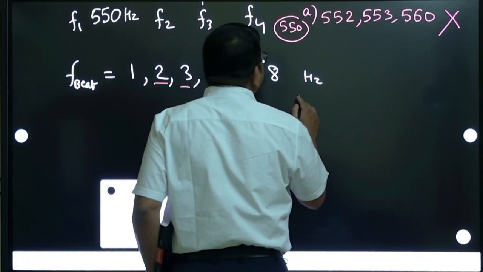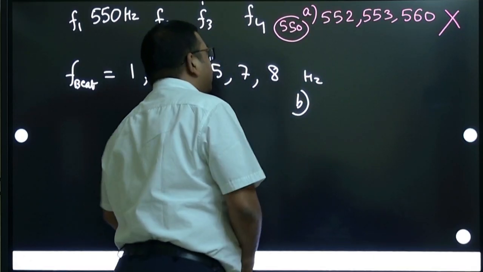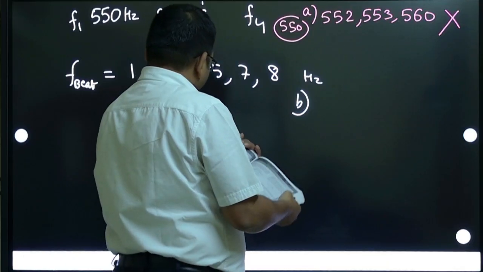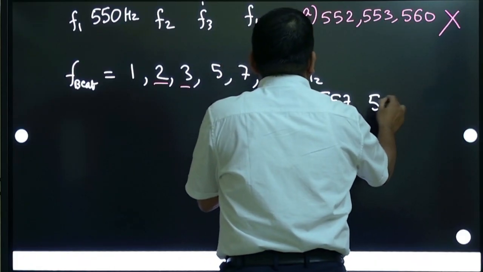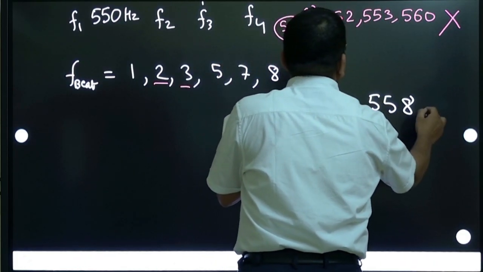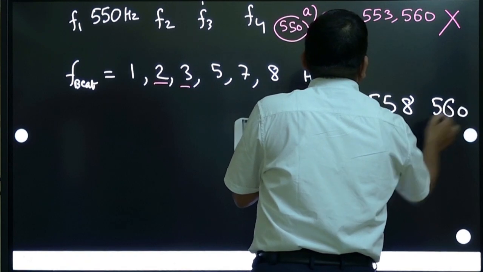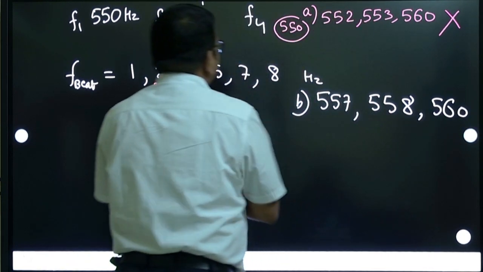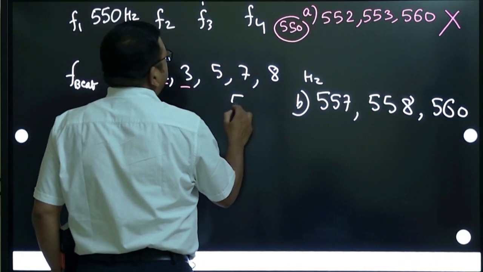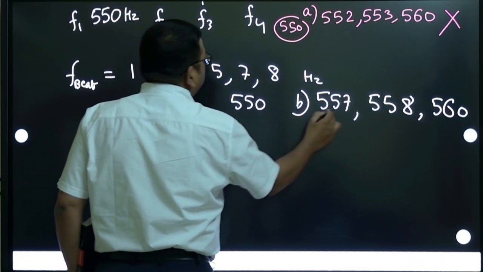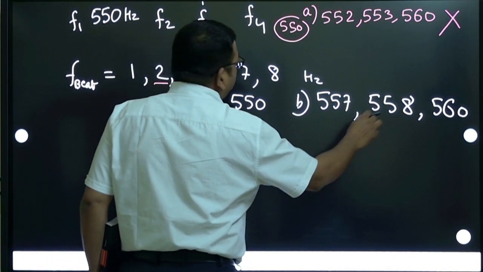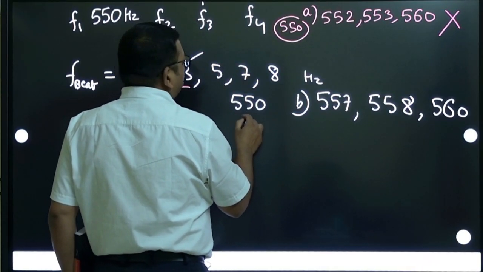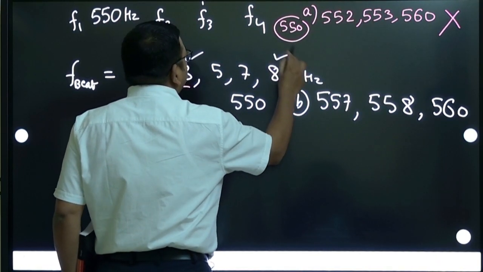Then two option may be possible. We don't know. Check second option. 557, 558, and 560. So we have to check with 550. So difference of this 3 is coming. 3 is coming here, and 558 is also coming.